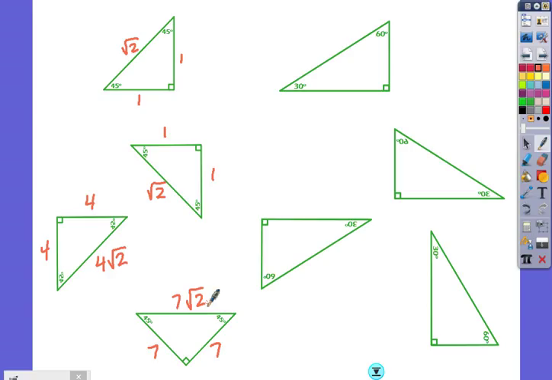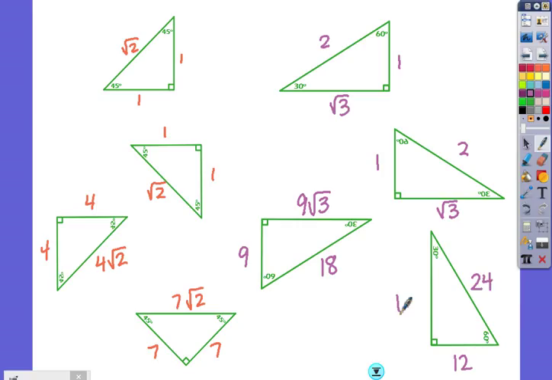And on a 30, 60, 90, do you remember the numbers of choice? 1, 2, square root of 3. Can I mess with you? 9, 18, 9 square root of 3. 12, 24, 12 square root of 3. So that's a little geometry coming back.